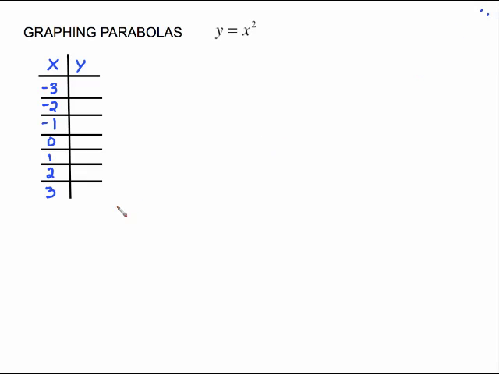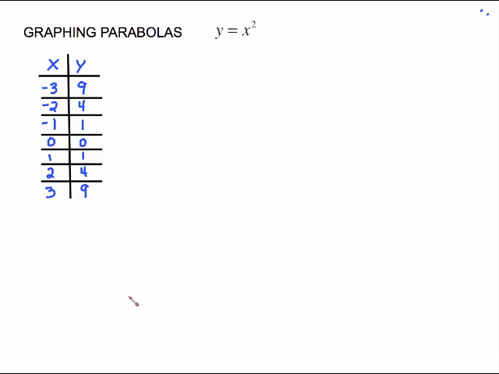This is the first of two videos on graphing a parabola. And the first way we're going to graph this parabola is just use the old-fashioned t-chart, plug these numbers in and do the arithmetic. Negative 3 squared is 9. Negative 2 squared is 4. Negative 1 squared is 1. These are all positive values because anything squared is positive. 0 squared is 0, 1 squared is 1, 2 squared is 4, and 3 squared is 9.